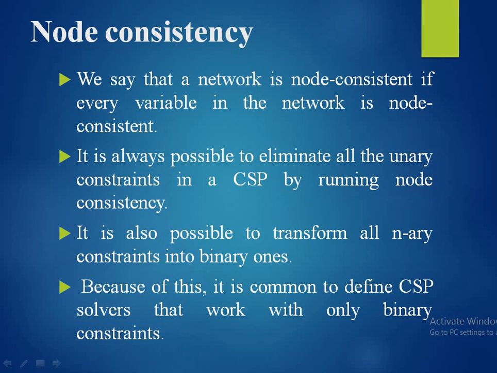We say that a network is node consistent if every variable in the network is node consistent. It is always possible to eliminate all the unary constraints in a CSP by running node consistency. It is also possible to transform all n-ary constraints into binary ones. Because of this, it is common to define CSP solvers that work with only binary constraints.